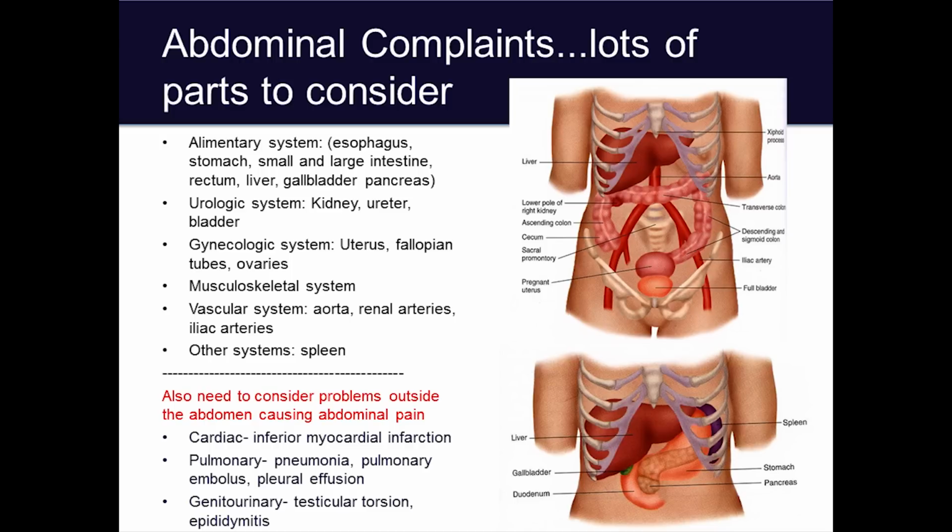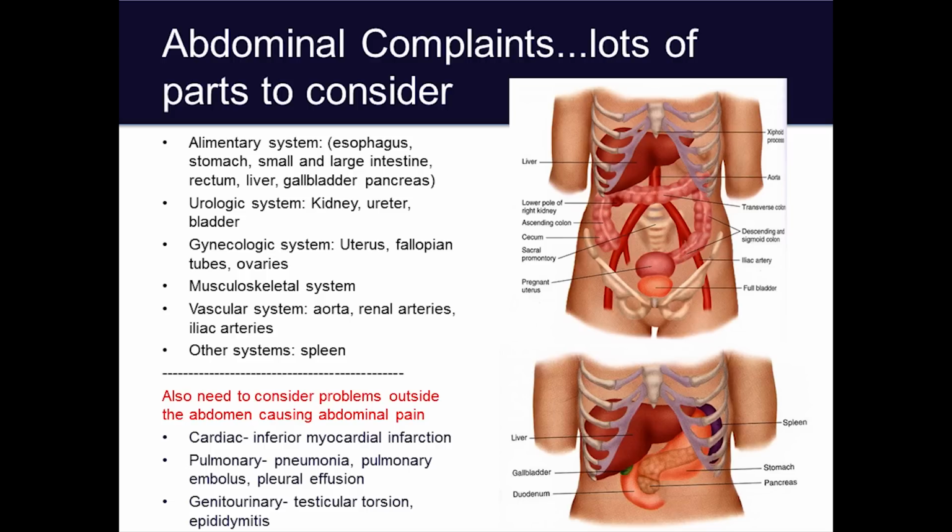You also want to think about the urologic system, including the kidney, ureter, and bladder. The gynecologic system, especially in females, including the uterus, fallopian tubes, and ovaries. The musculoskeletal system, the vascular system, so the aorta, the renal arteries, and the iliac arteries, and then other systems including the spleen, okay? So that's all the stuff that's inside the abdomen that you want to think about if a patient comes in with abdominal pain or an abdominal complaint.